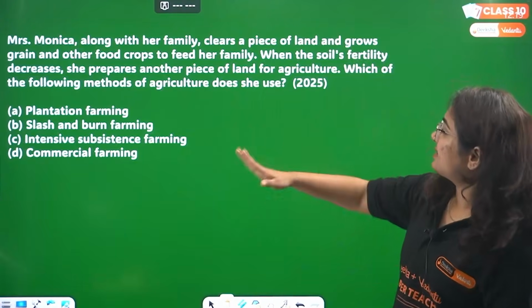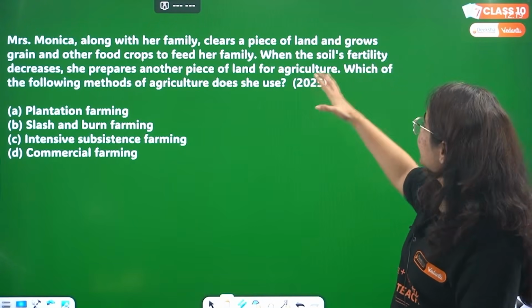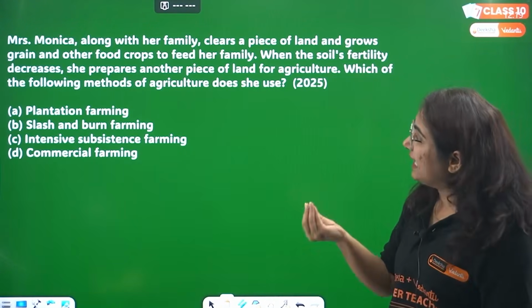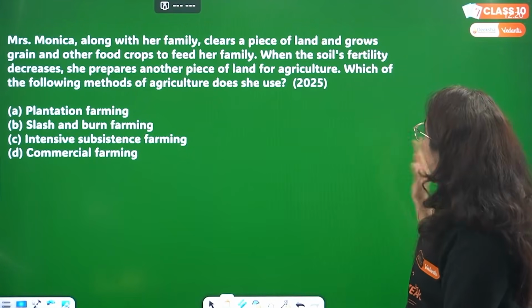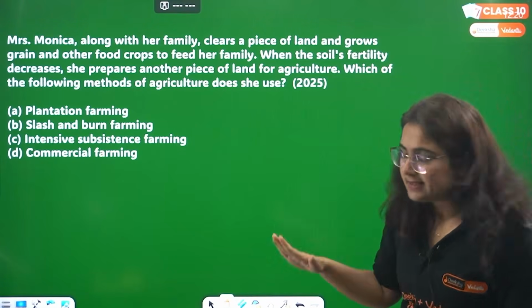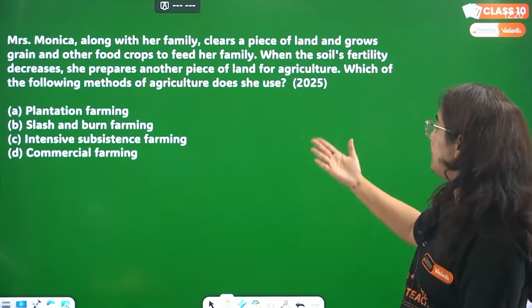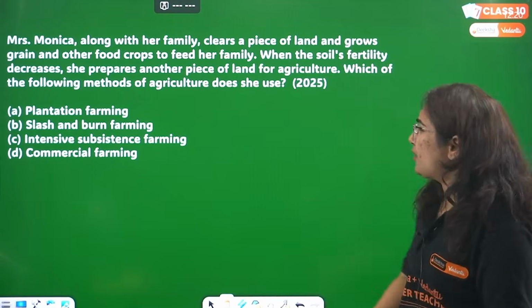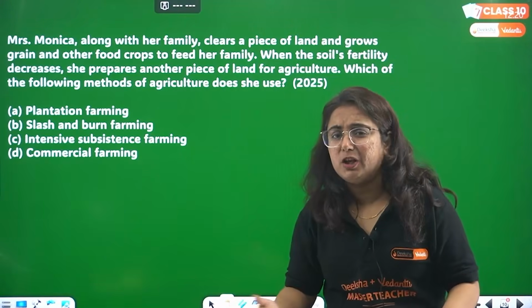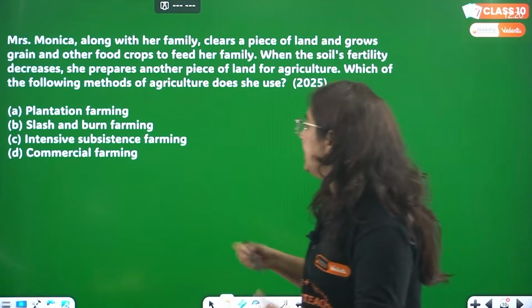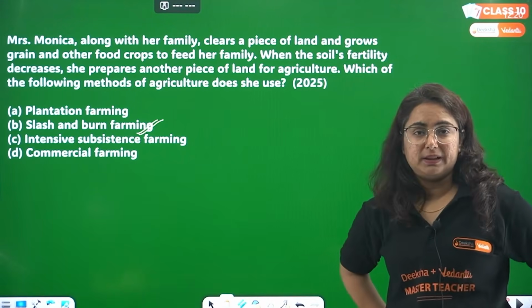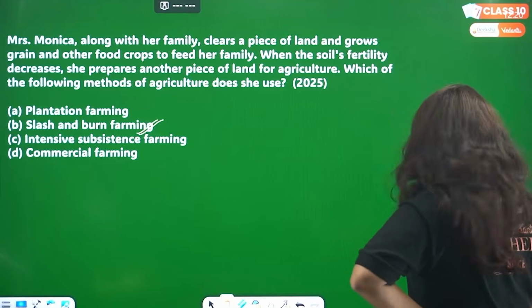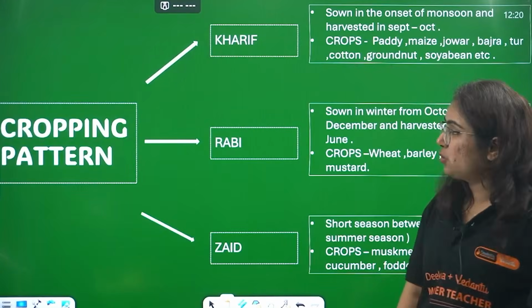Chalo. Mrs. Monica along with her family clears a piece of land and grow grains and other food crops to feed her family. Okay? When the soil's fertility decreases, she prepares another piece of land for agriculture. Which of the following method of agriculture is she using? Very, very easy. That is B. Slash and burn farming. That's what, bacha, slash and burn farming. Come on, moving to the next one.